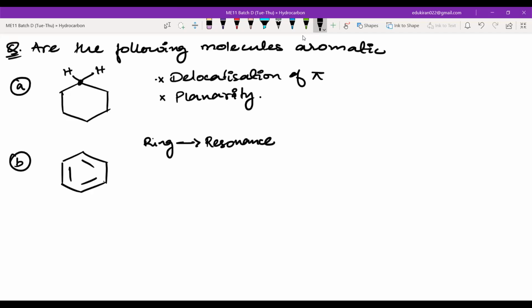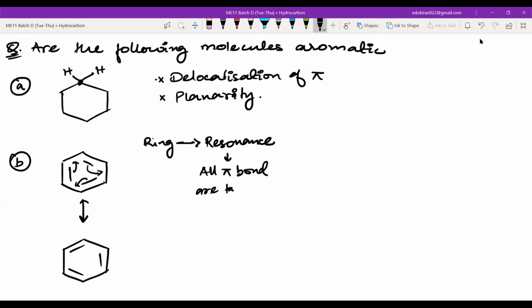And is the resonance complete? That means complete delocalization of electron is taking place. Yes, there is a complete delocalization of electron taking place, because if I start from this and I make a resonating structure, then it will be, so all the pi bonds are taking part in resonance. So I can say resonance, all pi bonds are taking part. And hence I can say what? It is complete delocalization of pi bonds.